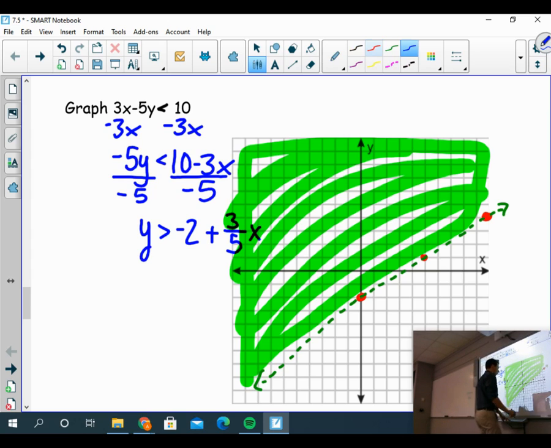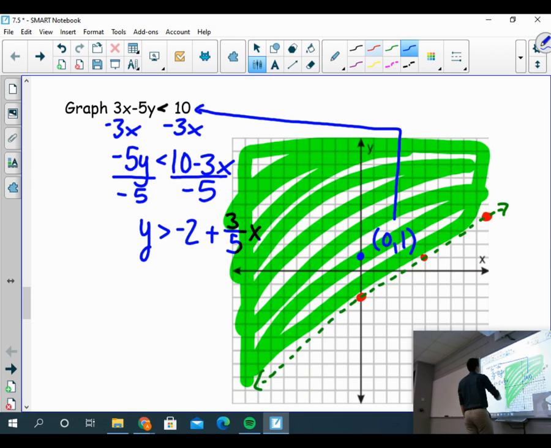Okay, if you're not sure, pick a point. I picked 0, 1. Plug it in. I would highly recommend plugging it into the original inequality. That way, in case you made a mistake in your algebra in transitioning from standard form to slope-intercept, hopefully that mistake will come to light. If you just plug 0, 1 back into y is greater than negative 2 plus 3 over 5x, any mistake in your algebra will not come to light.